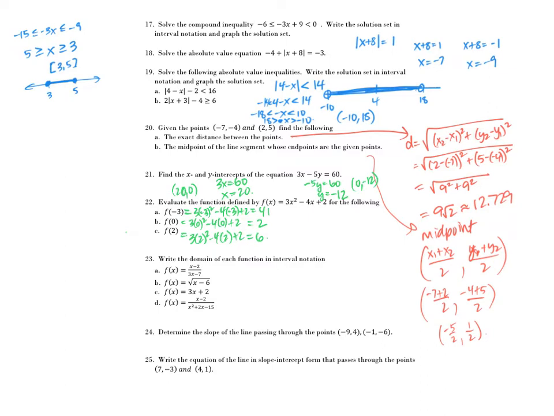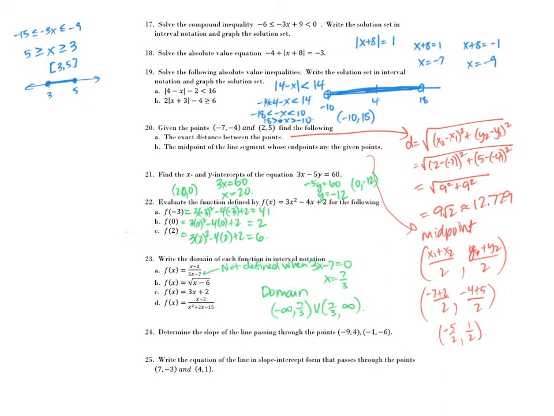Write the domain of each function in interval notation. Okay, so for this one, it's going to be not defined when 3x minus 7 equals 0. So in other words, I can add the 7 over and divide by 3, and it's 7/3. So it's not defined at 7/3, but it's defined everywhere else. So the domain is negative infinity to 7/3, union 7/3 to infinity.